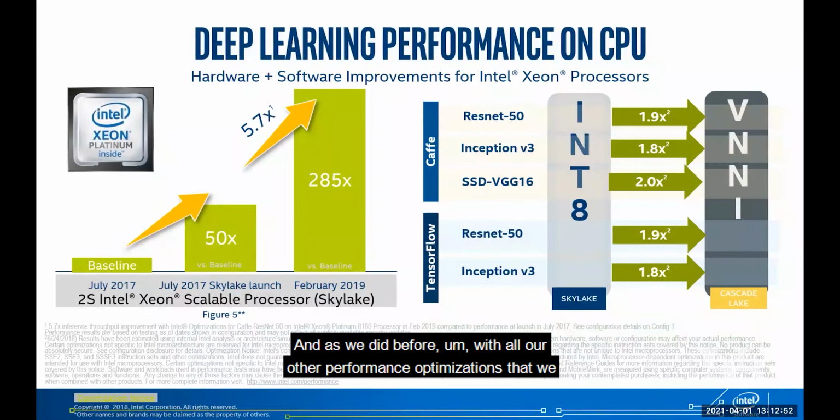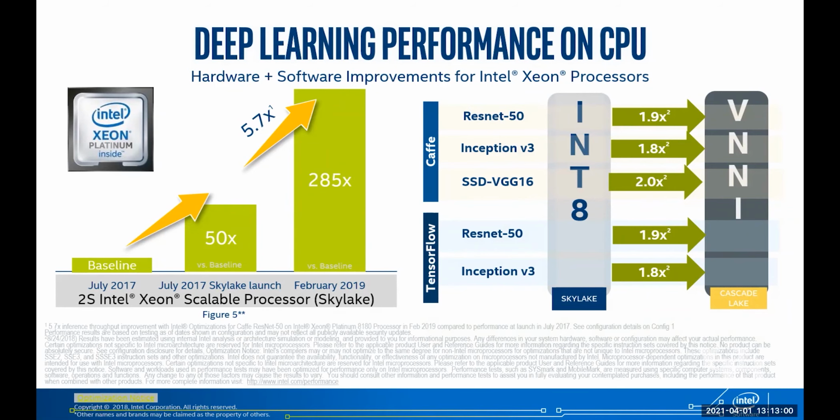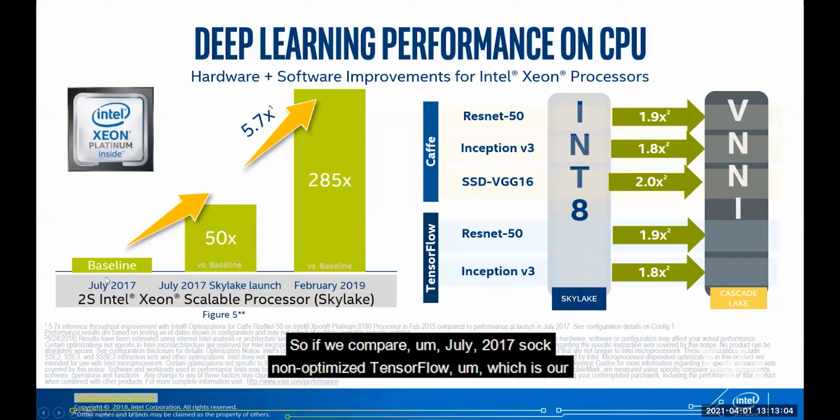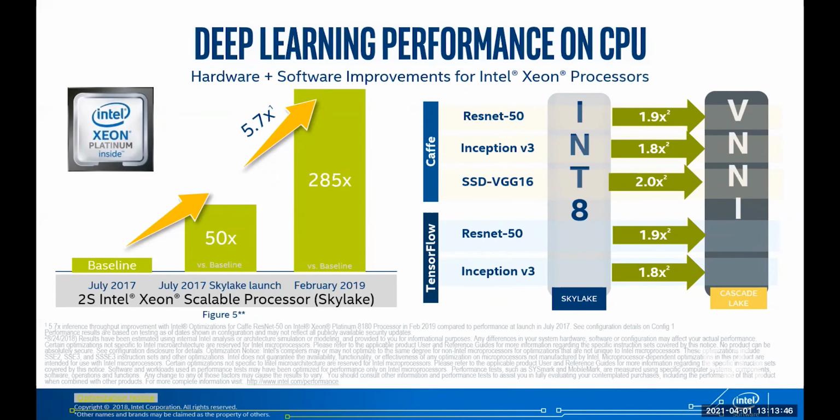And as we did before with all our other performance optimizations that we showed earlier, I want to show you what this performance actually looks like. So if we compare July 2017 stock non-optimized TensorFlow, which is considered our baseline, to Intel optimized TensorFlow in July 2017, the Skylake launch with oneDNN, you can see a 50 times increase compared to the baseline. Now, if you fast forward to February 2019, compared to the baseline of July 2017, there's a 285 times increase. And in between, using Intel optimized TensorFlow from July 2017 to February 2019, you can see a 5.7 times increase just by simply updating your Intel optimized TensorFlow.